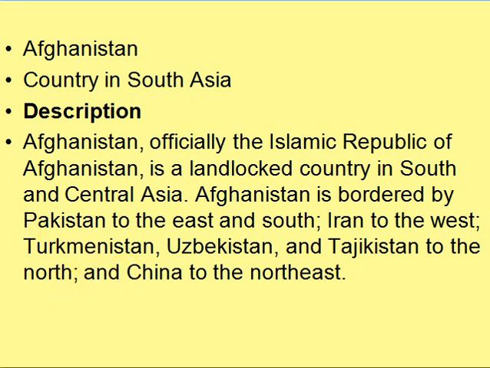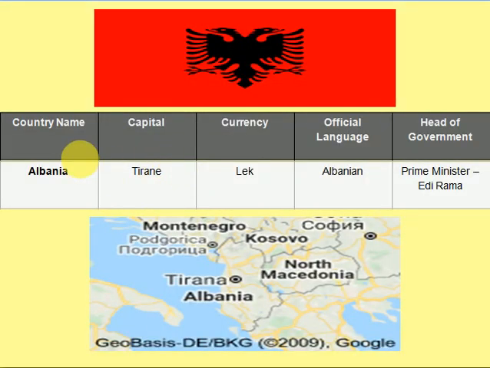Now let us discuss a different country. This is Albania. Country Albania, capital is Tirana, official language is Albanian, prime minister is Edi Rama. Here is the geographical location on the map of Albania, capital Tirana, and the neighboring countries Kosovo and Montenegro.